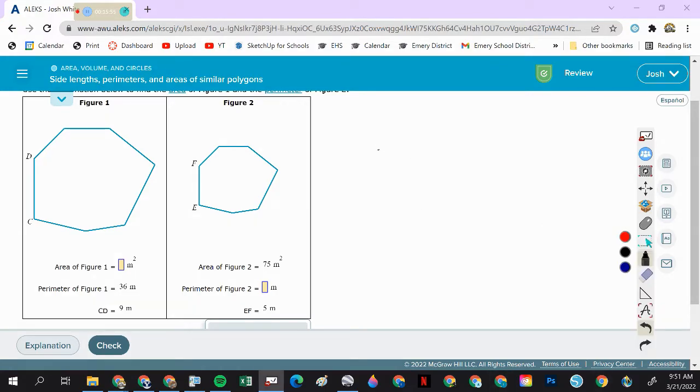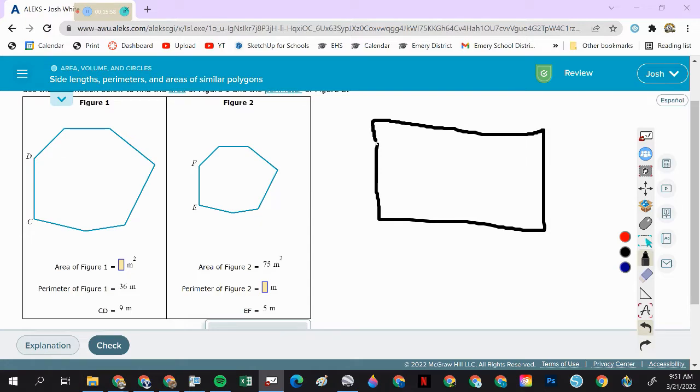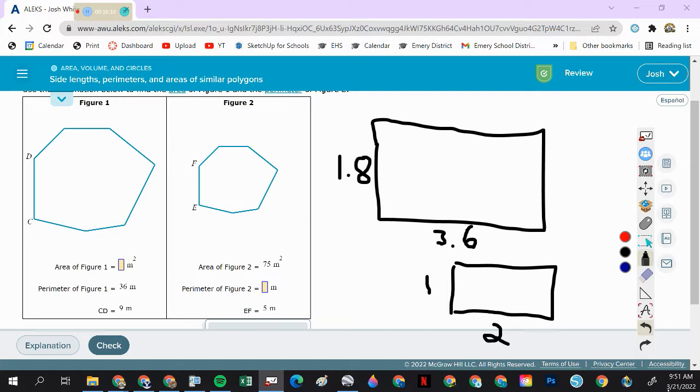Well, let's say it was a rectangle. Okay, so let's say we have a little rectangle and a big rectangle. And this is a 1, and this is 1.8. Right? So let's say this is 2. So this would be 3.6. Right? Okay, now watch this. Some of you aren't paying attention. This is critical. The area of this is 1 times 2, which is 2. The area of this one is 1.8 times 3.6, which is 6.48.